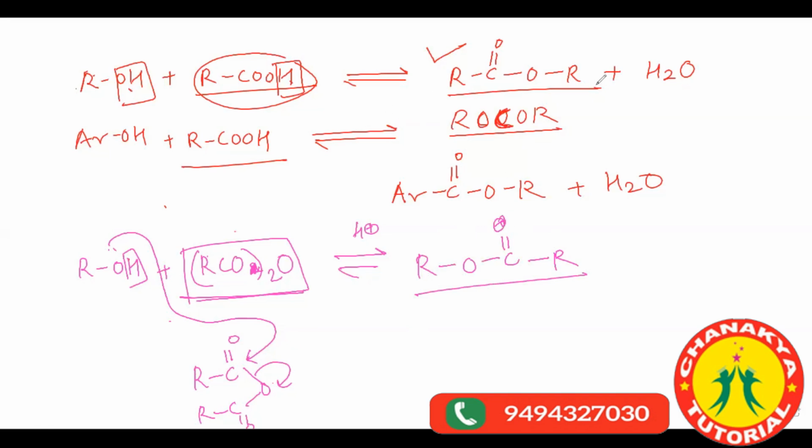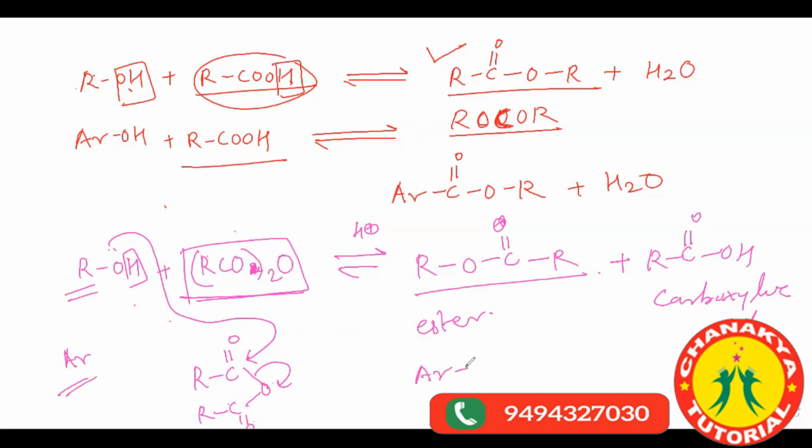Means we were writing from this way; now I have written in that way. Clear? What else remains? This R, C double bond O and this hydrogen H. You'll get R, C double bond O, OH. This is your side product, carboxylic acid. And this is your ester group. If you are writing the reaction for aromatic ring or phenol, just this R should be replaced with Ar. Please write down the second reaction also with aromatic ring: Ar, O, C double bond O, R. Right, this is also ester.